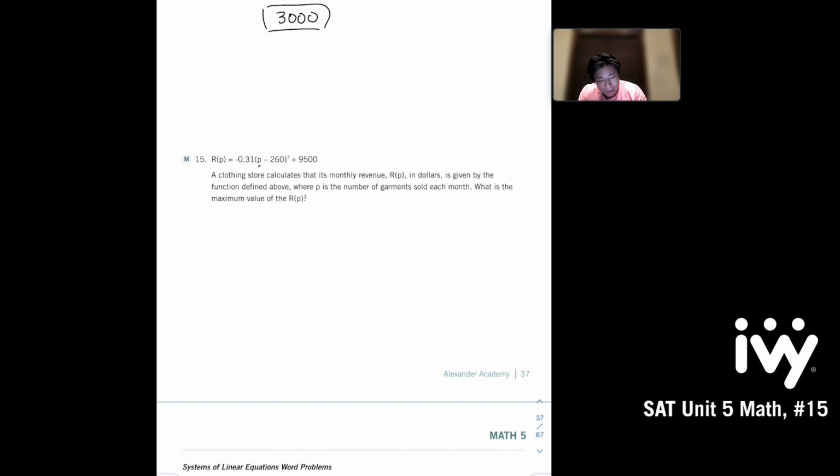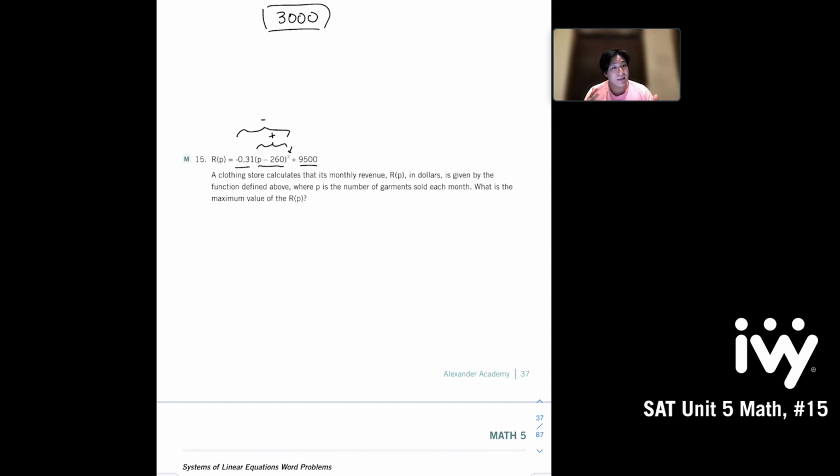We have this term here, P minus 260, that gets squared, which means that this whole term will always be positive. If this is always positive, multiplying it by negative 0.31 means that this whole term will always be negative. So as P increases, the only changes that can be made are negative changes, which means you're going to subtract something from 9,500, whatever that might be depending on what P is. So 9,500 is actually going to be our initial condition, but also our maximum value in this case.